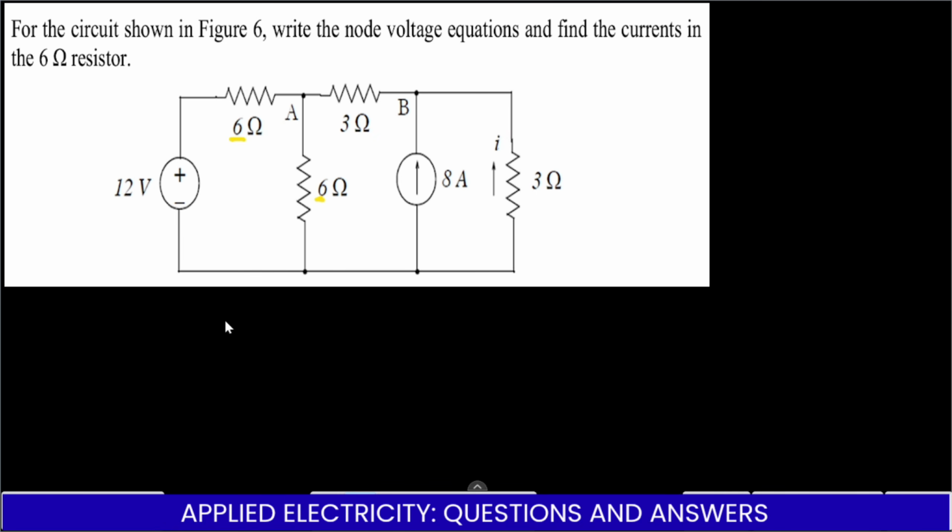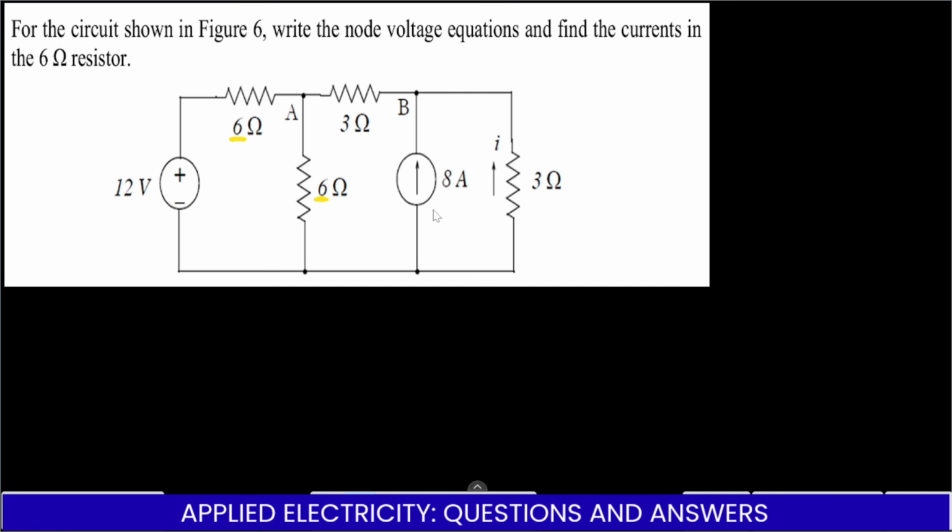Okay, so we are going to continue our analysis in solving questions together. The question states that for the circuit shown in figure 6, write the node voltage equation and find the current in the 6 ohm resistor. So we are going to find the current here and the current here. To do this, we are going to get the branch current equation, after which we'll move on to find the individual node voltages, and then we proceed to get our results.